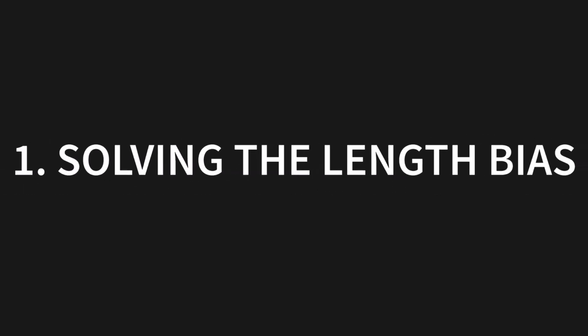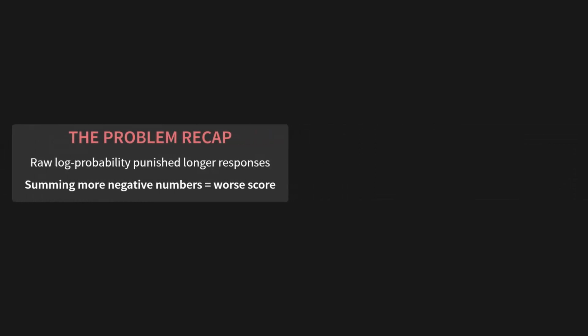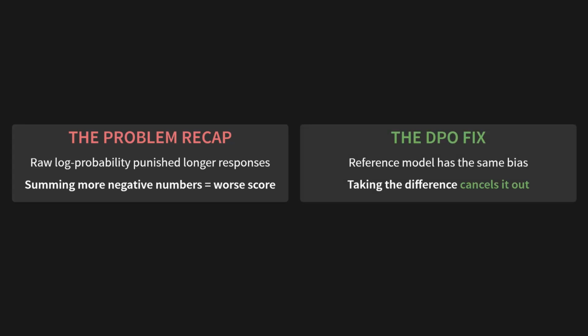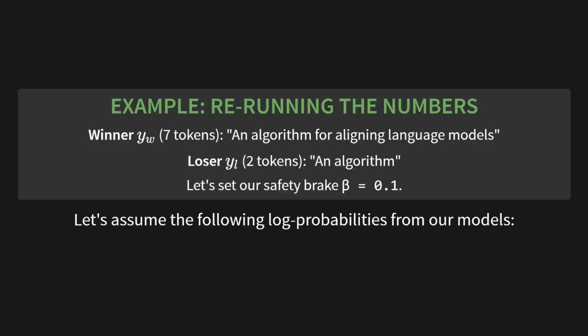First up, solving the length bias. Let's do a quick recap of the problem. Our raw log probability reward punished longer responses. Why? Because you're just summing more negative numbers, which always equals a worse score. But here's the DPO fix. The reference model has the exact same bias. It's a language model too. So when you're taking the difference between the policy and the reference, the bias just cancels itself out. It's brilliant. Okay, let's rerun the numbers to prove it.